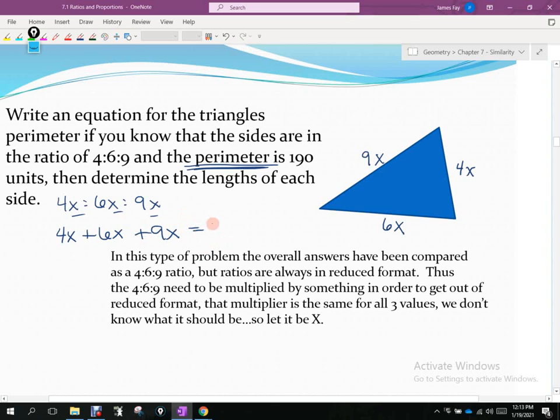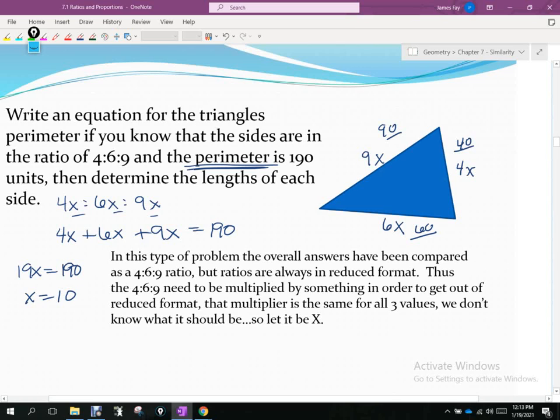They total 190. 19x is equal to 190. x is 10, correct? So if x was 10, that was the factor that was broken out of or taken out of the 40, the 60, and 90 to get us to the simplified extended ratio of 4:6:9.